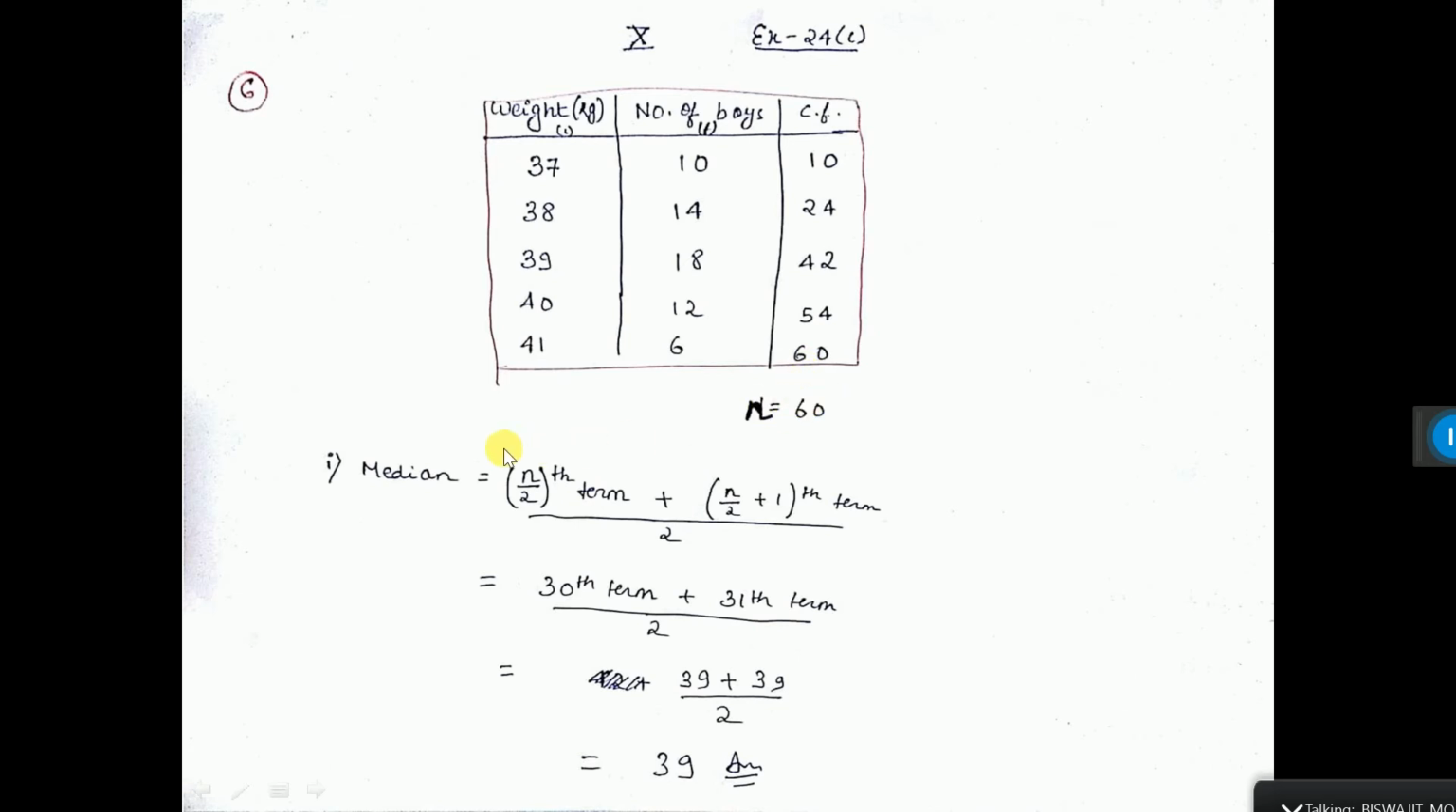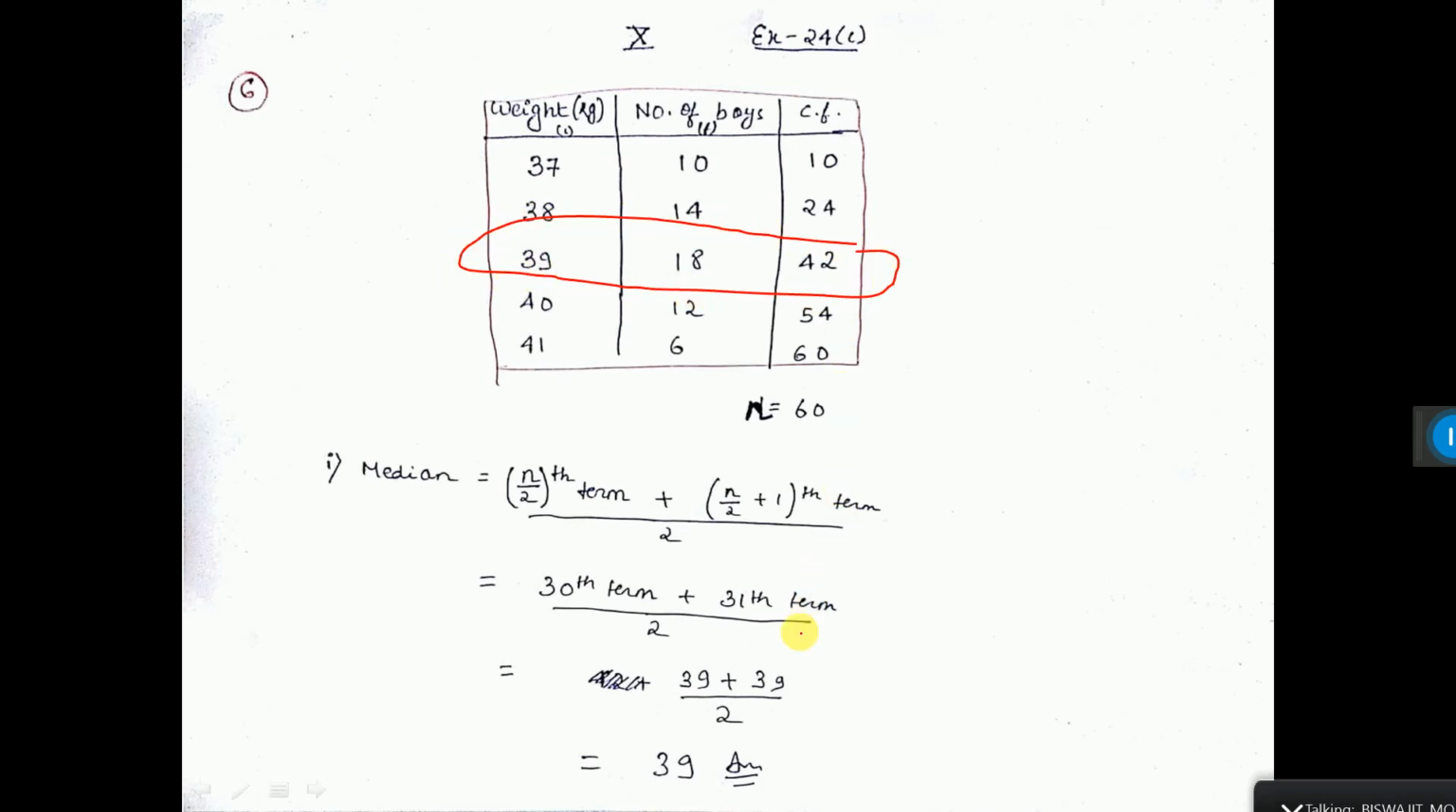Since it is even, the formula is the n by 2th term plus the (n by 2 plus 1)th term, divided by 2. So the n by 2th term is the 60 by 2th term, that is the 30th term, plus the 30 plus 1th term, the 31st term, divided by 2. Now see, where is the 30th term? Here. The 30th term is here.